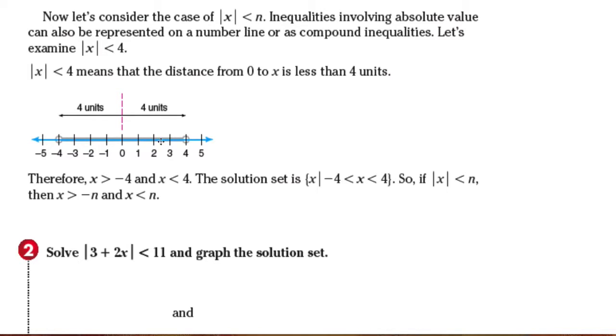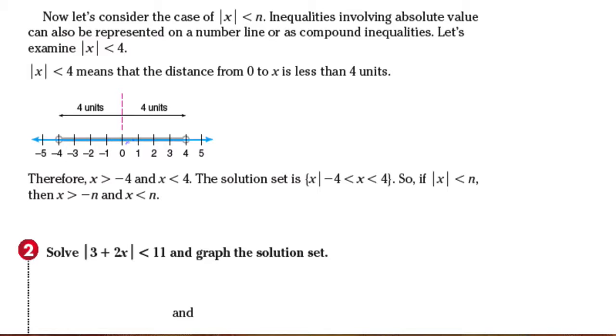Okay, now why is it an open dot? It is an open dot because 4 is not included in our solution. And at the same time, why is there a line in between? Because all the values that are on that line will be the values of less than 4, meaning less than 4 units from 0. So all the points indicated on the line are values that are less than 4 units from 0.